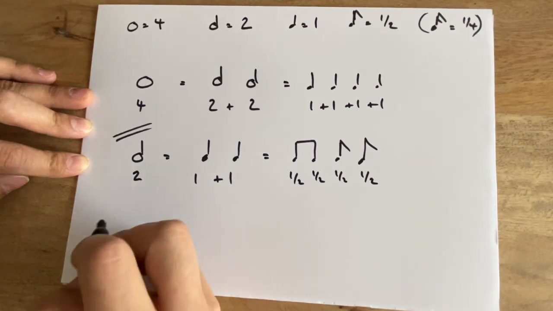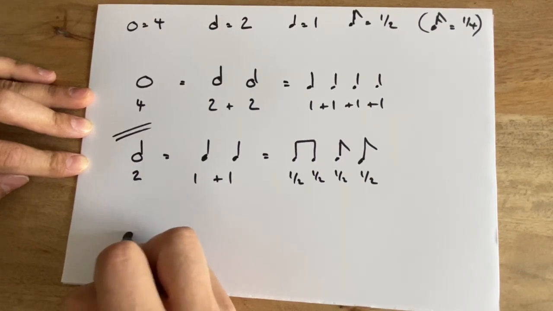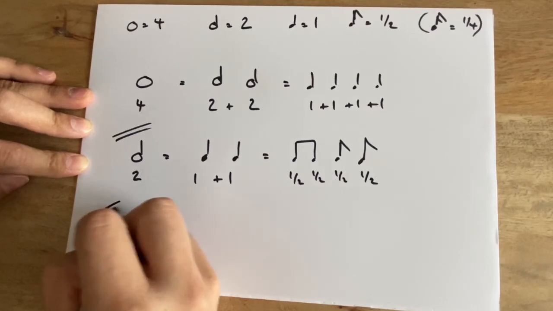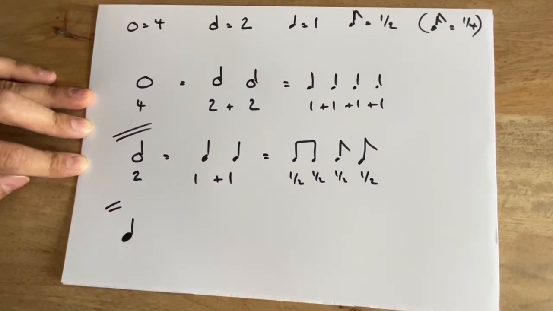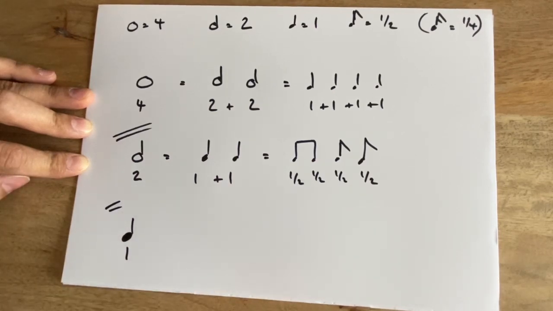Last one. So we've got 1 crotchet. So 1 crotchet is worth a count of 1, remember? How many quavers are there in a crotchet? And how many semiquavers are there in a crotchet?